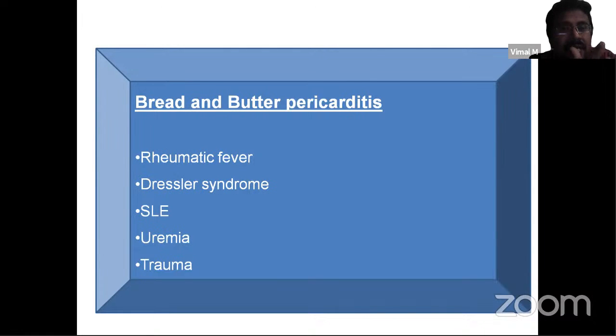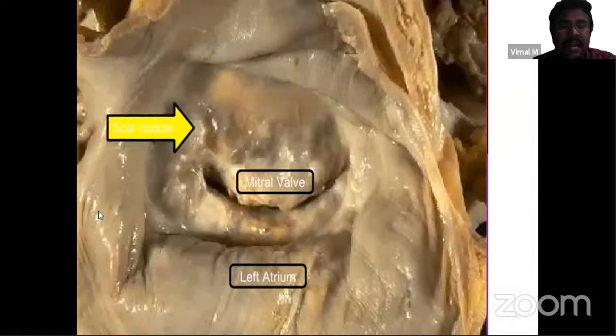So bread and butter pericarditis is actually because of the deposition of fibrin-like material in between both the layers of the pericardium. So it is like a fibrinous material which is deposited between the two layers of the pericardium. When you try to separate it, you will be getting this fibrinous deposit, that is called bread and butter. So similar bread and butter pericarditis you can see in rheumatic fever, Dressler syndrome, SLE, uremia, and trauma. And these are the changes which you can see in an acute rheumatic carditis.